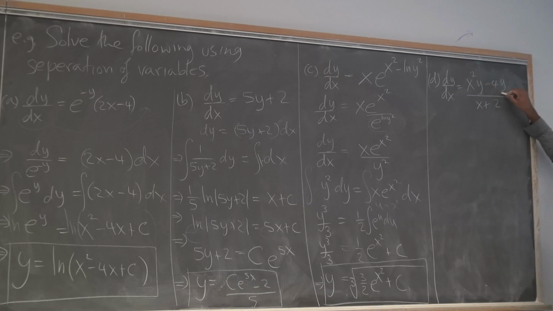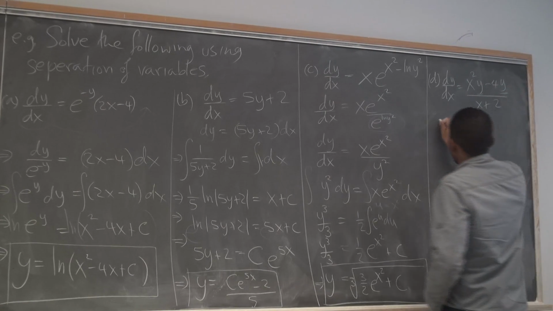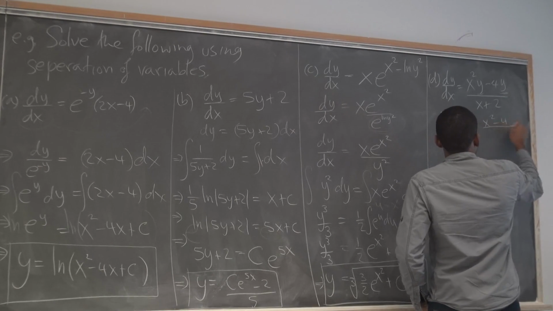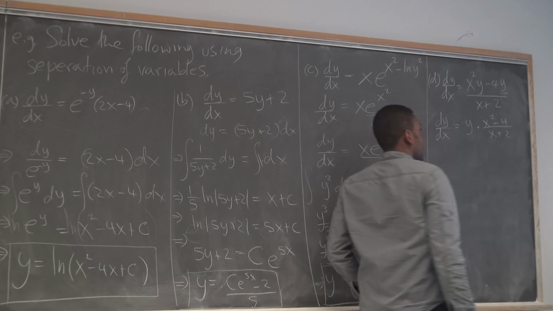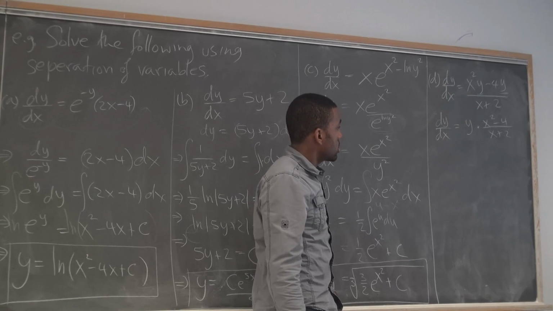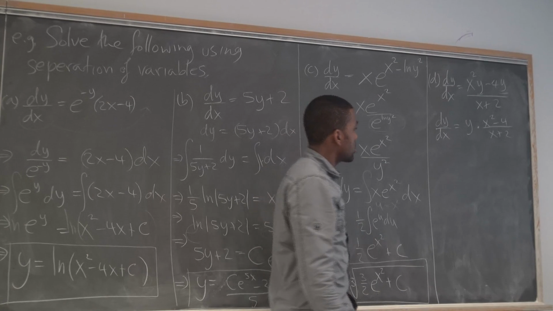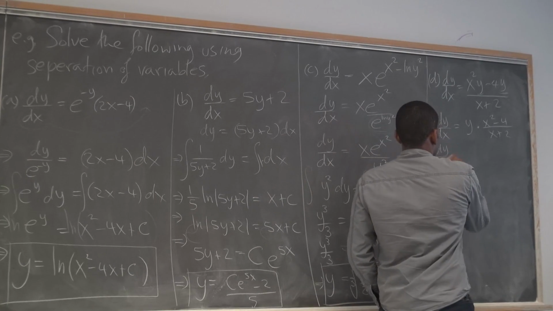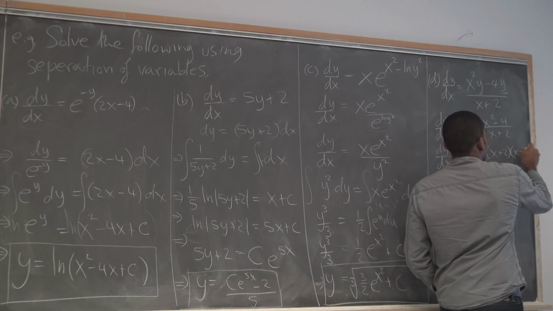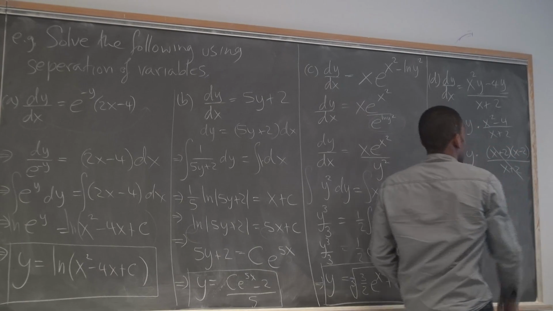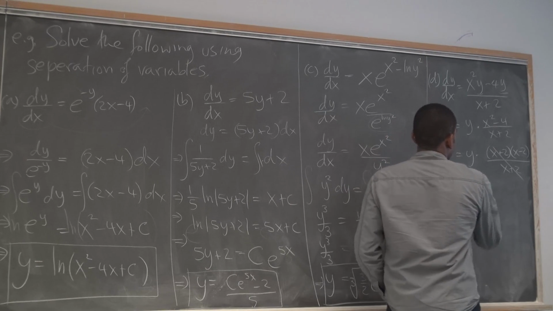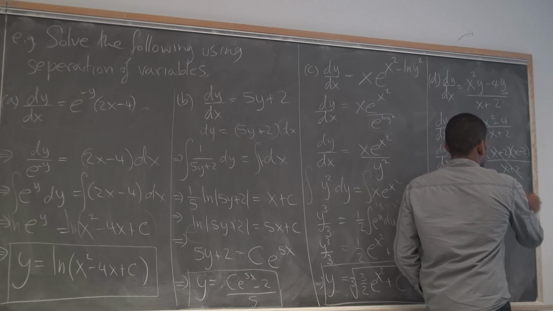Right, y is a common term in the top, which means I can factor it out. And now what? How do we get rid of the x plus 2? Well, it's x plus 2 times x minus 2. Alright, so notice that there's a difference of 2 squares in the top. x minus 2, x plus 2, these can sort of cancel. And so this would just be 1 over y dy equals x minus 2 dx.